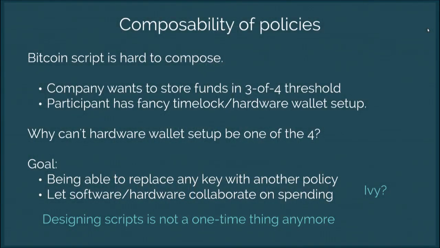In particular, something that I want to focus on in this talk is composability. Say you have the example of a company that wants to store its funds in a 3 of 4 multisig construction where a number of employees or directors of the company need to sign off for spending, but one of the participants already has a fancy hardware setup that has a timelock built in, maybe is a multisig of its own with a cold storage key. Why can't that setup as a whole be one of the participants of those 4?